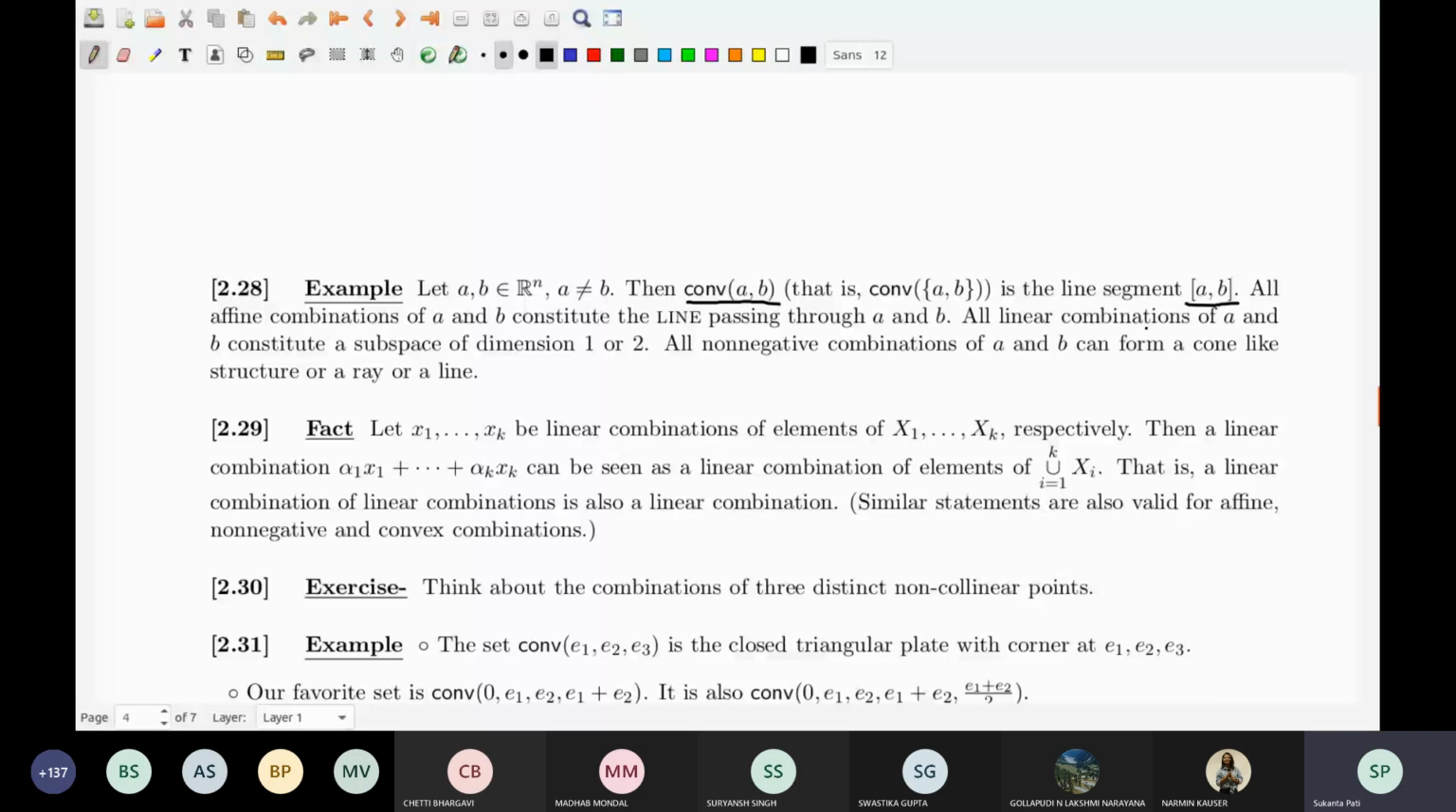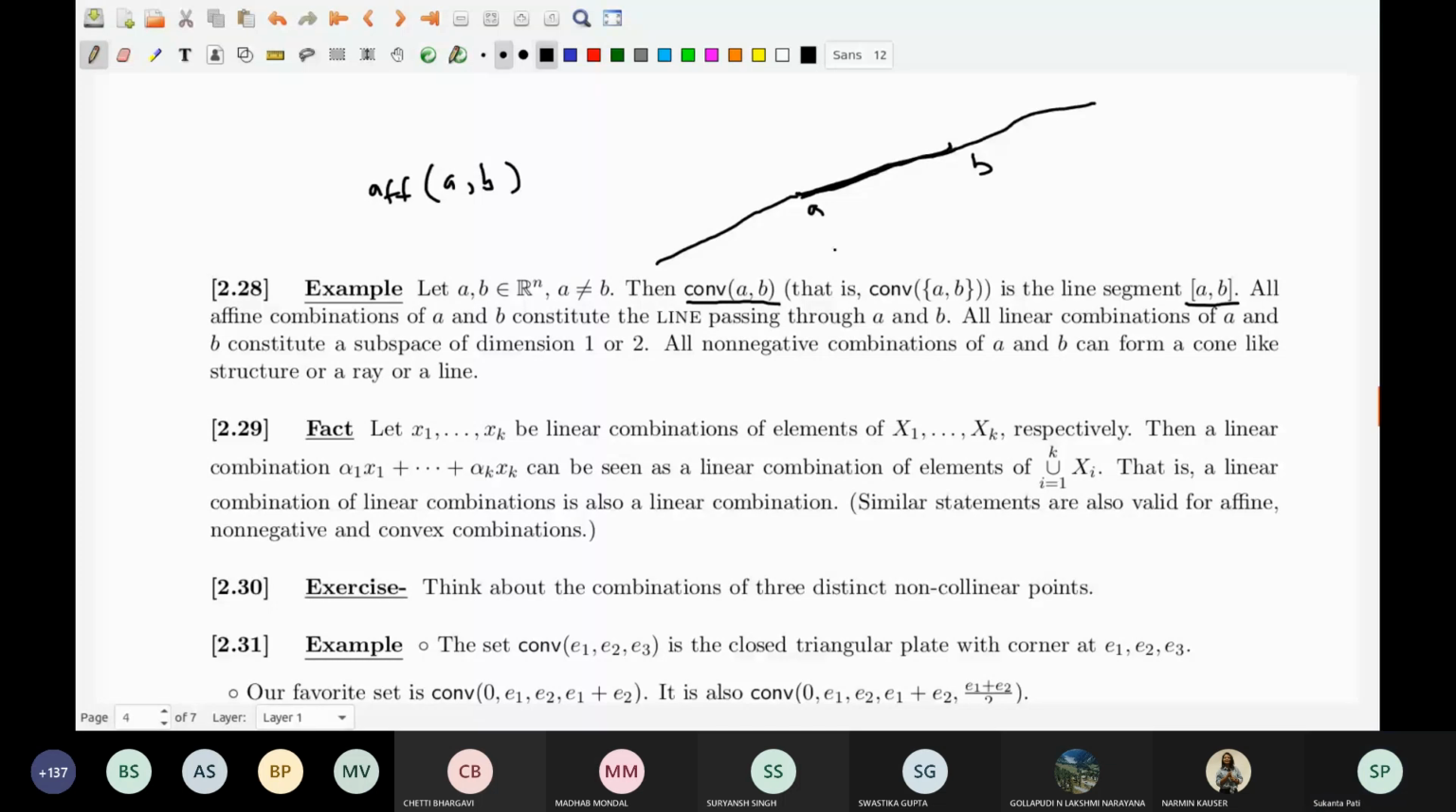But what about the affine combination of A and B? What will be aff of these two points A and B? So I have A here, I have B here. The convex combination will give me this much. Now, what is the affine combination of A and B? The affine combination will give me the whole line, the extended line passing through these two points. That is the affine combination.